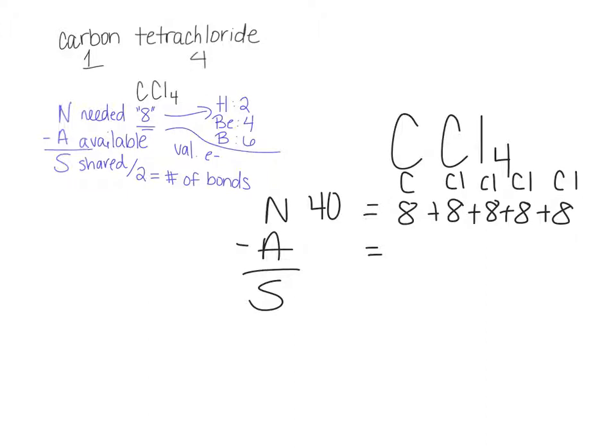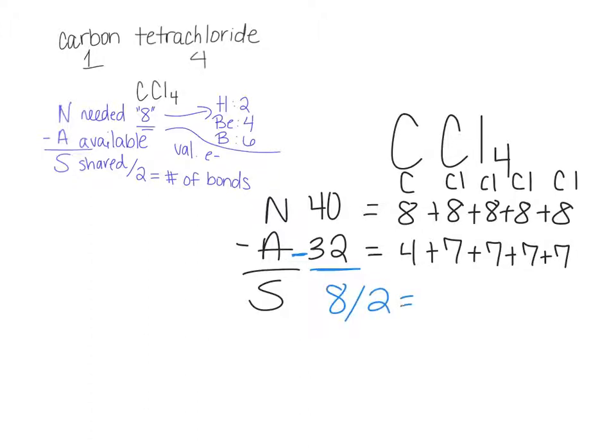Carbon is found in group 14, so that means that he has 4 valence electrons. So 4 valence electrons, and then each of the chlorines have 7. So I'm going to say 7 plus 7 plus 7 plus 7. Those all together equal 32. I'm going to do subtraction. 40 minus 32 would be 8. I'm going to divide by 2 in order to figure out that I need 4 bonds. That's what we're going to start with.